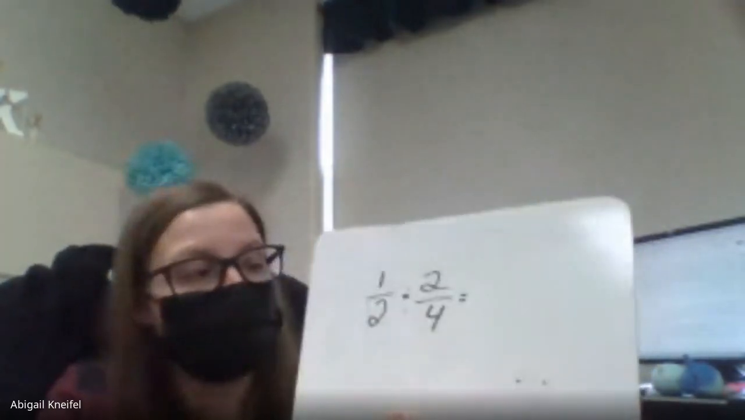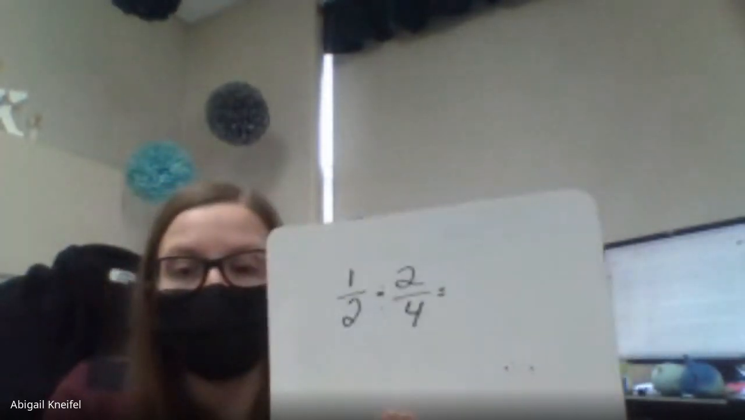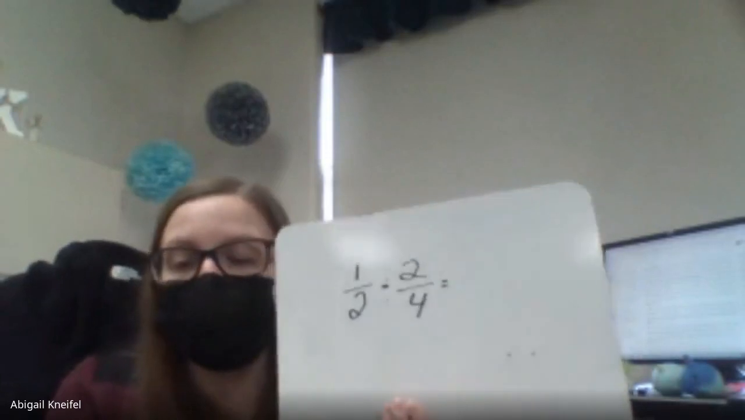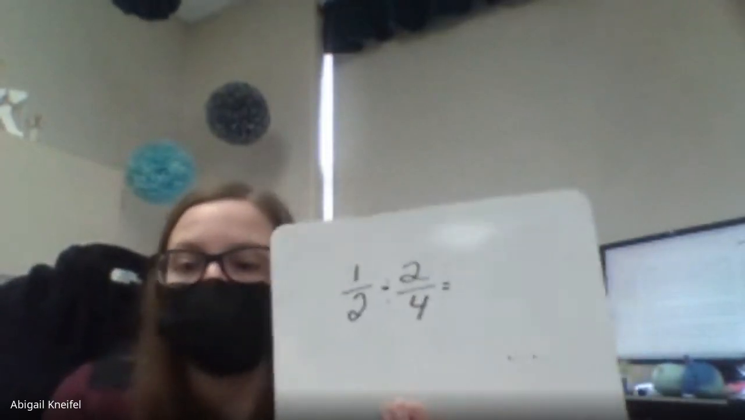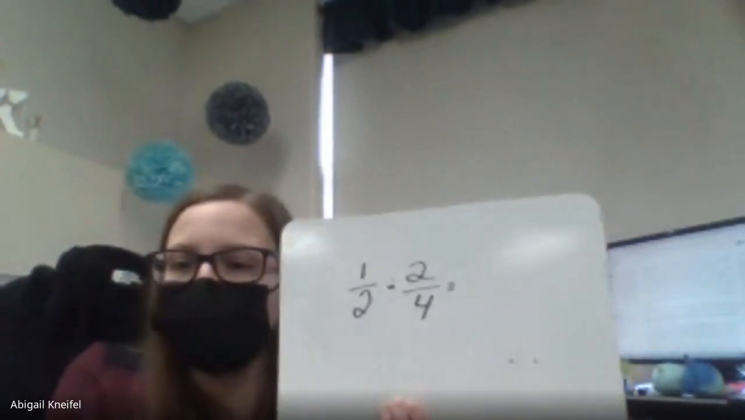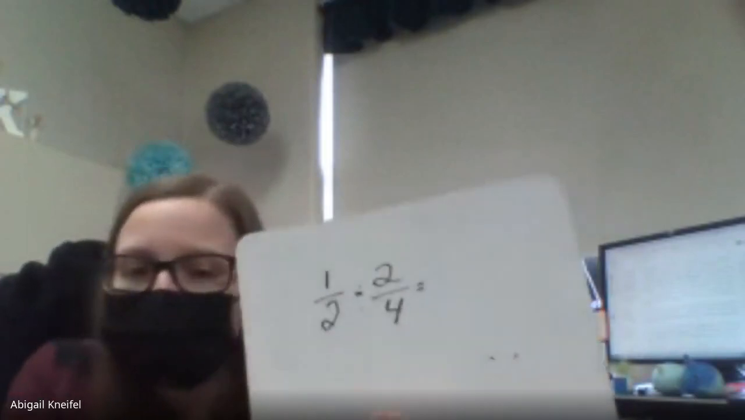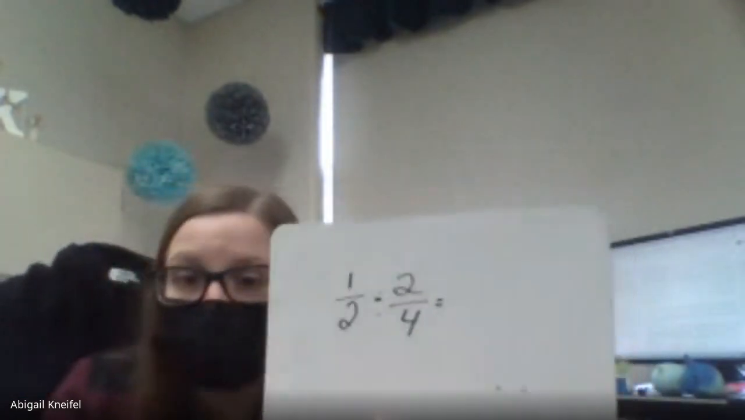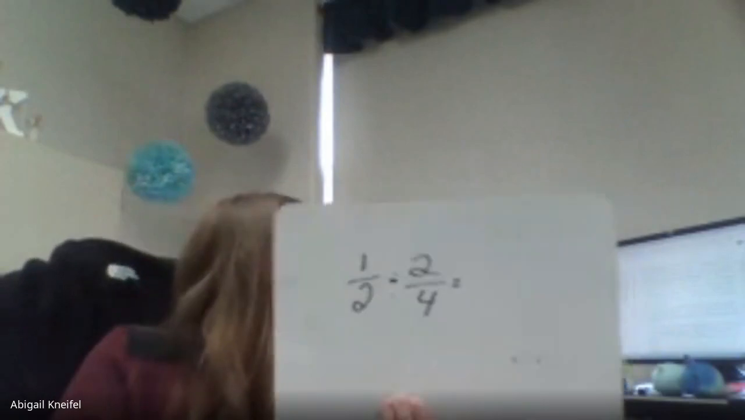You're trying it. 1/2 divided by 2/4. Okay? You're just doing your personal best. If you don't get it, it's okay. I don't think you've really done this yet. We're just giving it a try. Yeah, we're giving it a whirl.